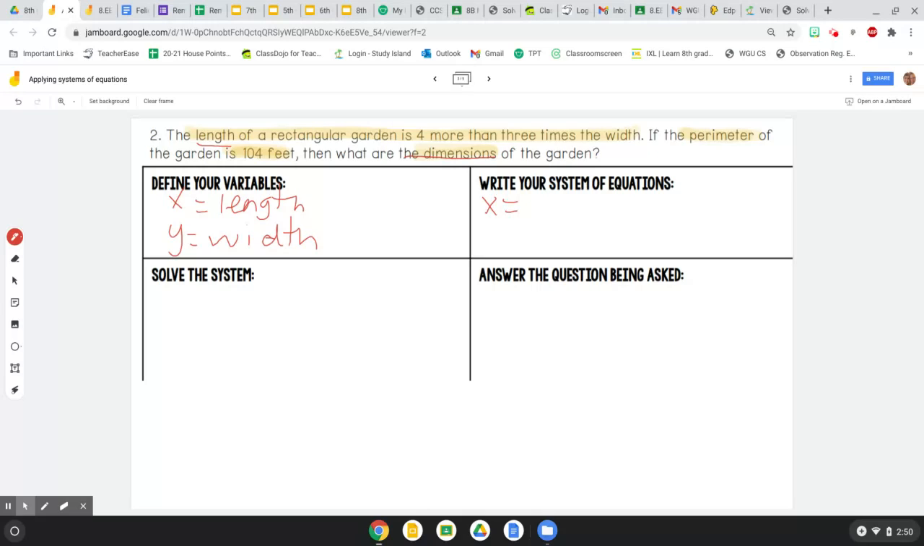And it says the length of a rectangular garden is like my equal sign, okay? So the length is like X equals 4 more than 3 times the width. Okay, so if I have 4 more than something, I have to have something first. So I'm going to leave a little space in my equation and put plus 4. That's 4 more than whatever is going to go in that kind of empty space. So it says 3 times the width. Well, width is y. So if it's 3 times that width, it's going to be 3y.